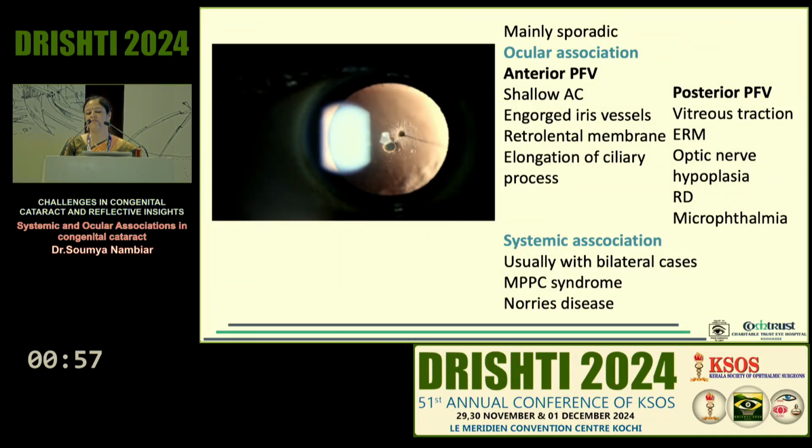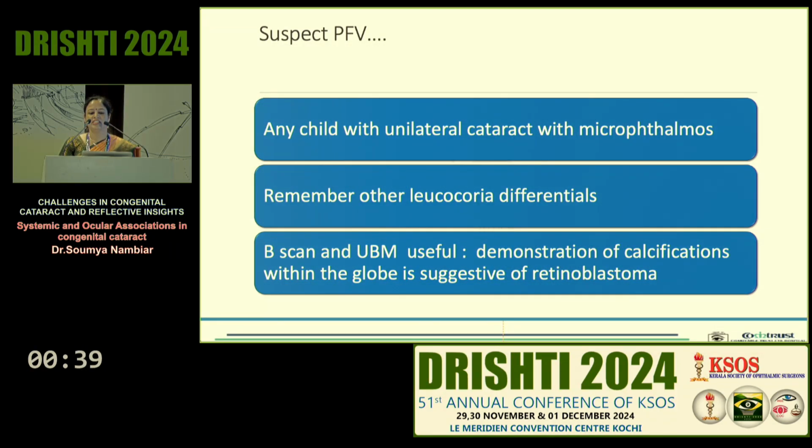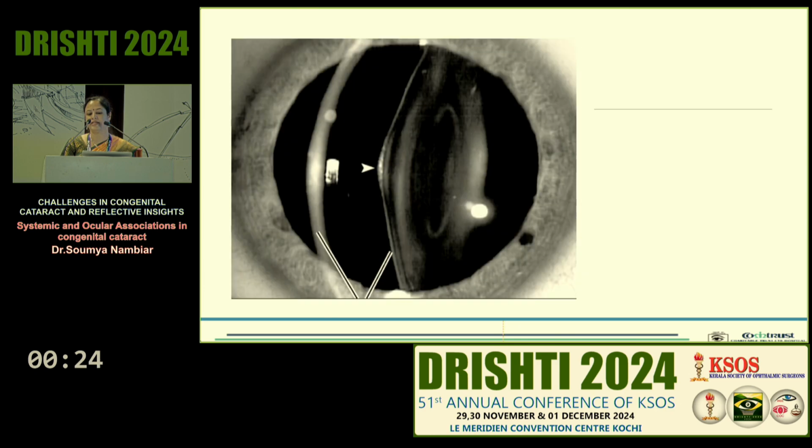So in an anterior PFV, look out for shallow AC, engorged iris vessels, retrolental membrane and elongated ciliary processes. In posterior PFV, always look out for vitreous traction, optic nerve hypoplasia, retinal detachment, and microphthalmia. Systemic associations can usually be seen with bilateral cases. Now suspect PFV in any child with unilateral cataract with microphthalmos, and always remember to look out for other causes of leukocoria as well, like retinoblastoma, wherein a B scan and UBM may be useful to detect the calcification.